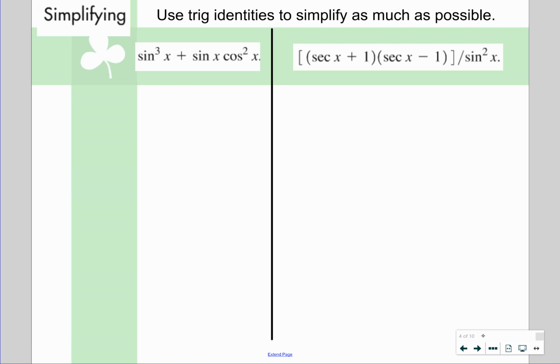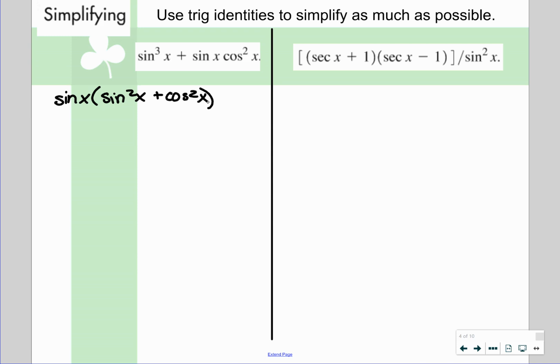What do these 2 terms have in common? A sine. Okay, so let's take a sine x out. If I take a sine out of a sine cubed, what am I left with? Sine squared. If I take a sine out of sine cosine squared, what am I left with? Plus cosine squared. Okay, so that was just an algebra step.